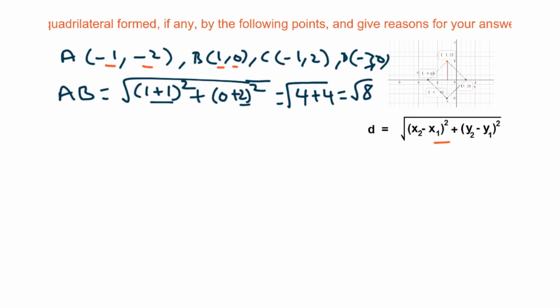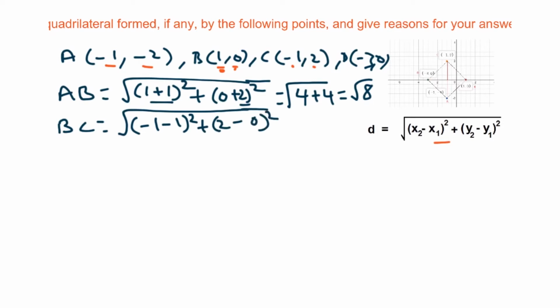Now we will find BC. So take this as x1, y1, this as x2, y2. Square root of (x2 minus x1) is (-1 minus 1) whole square plus y2 is 2 and y1 is 0 whole square. So -2 whole square is 4 and 2 minus 0 is 2 and 2 square is 4. So 4 plus 4. So this is also root 8.